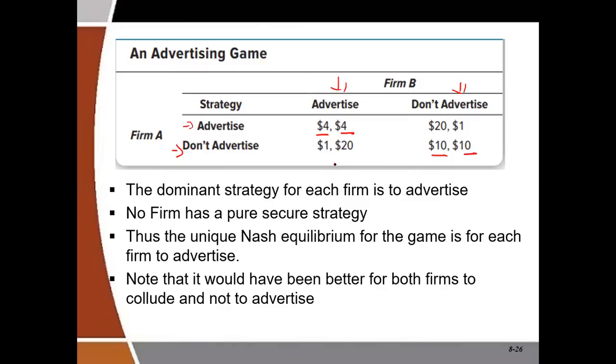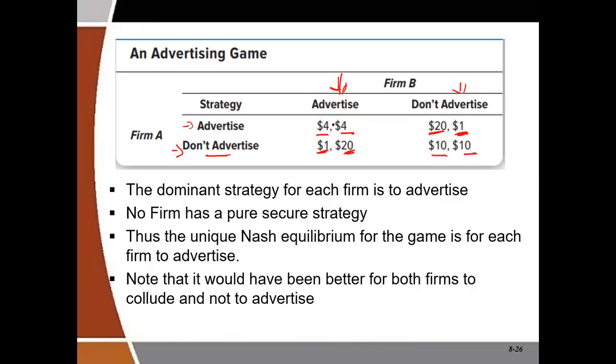If one advertises and one does not, so on the assumption that firm A advertises and firm B does not, firm A will get 20, firm B will get 1. On the assumption that firm A does not, but firm B does, firm A will get 1, firm B will get 20. So that is the representation of the normal form game.